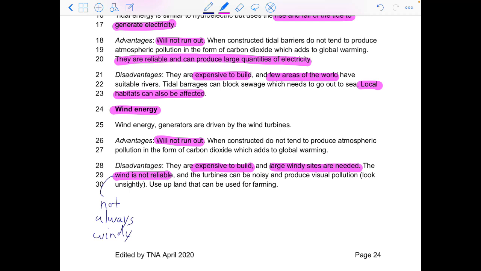A lot of people don't like living near wind turbines. They're noisy and produce visual pollution. They also use up land that can be used for farming. And so they cause other issues. The big disadvantage: they're expensive and wind isn't reliable. It's not always windy.